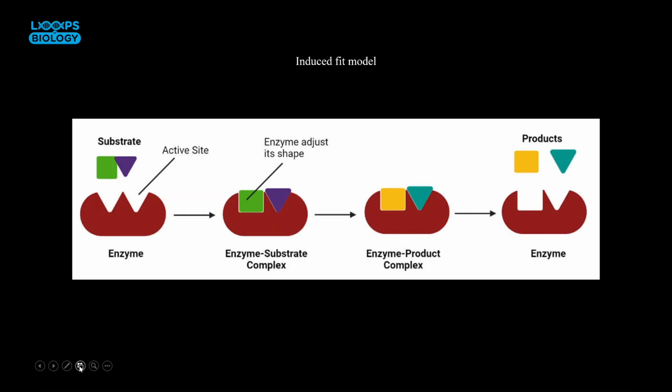The next model came up with Koshland. The scientist Koshland gave this particular model in 1959. So this Koshland model is the induced fit model. Now the name suggests that the substrate is inducing some changes inside the enzyme so that the substrate will fit inside your enzyme active site.